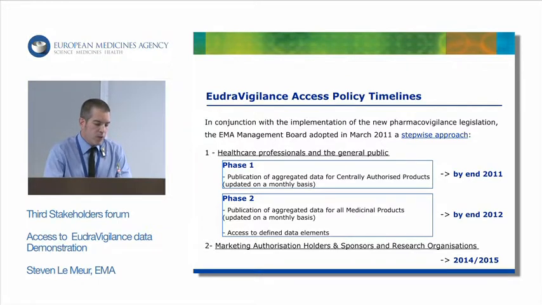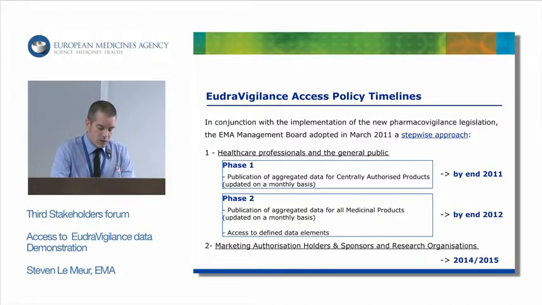Phase two consists in the publication of aggregated data for medicinal products, so not only for centrally authorized products, updated on a monthly basis, and access to the defined set of data elements I was mentioning previously. It's foreseen to be implemented by the end of 2012.